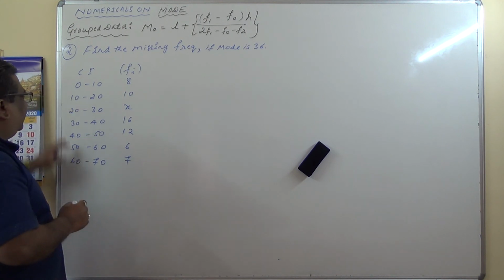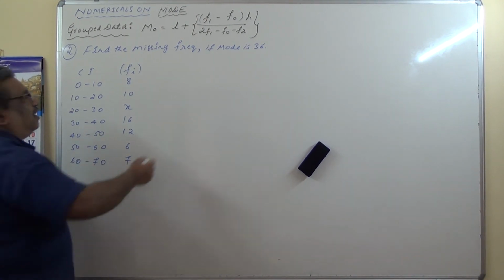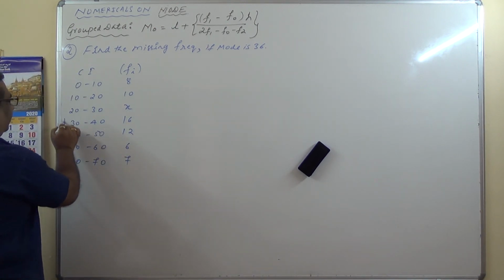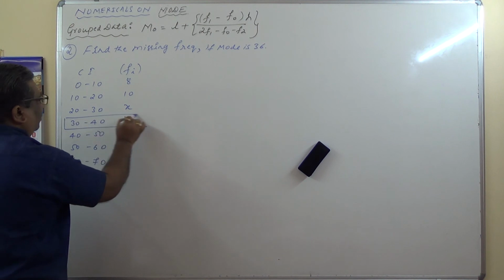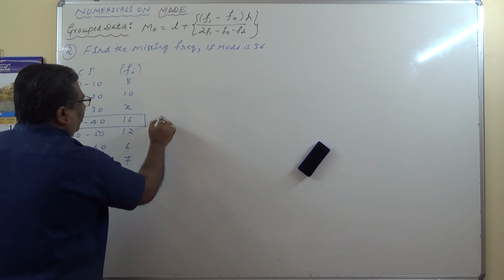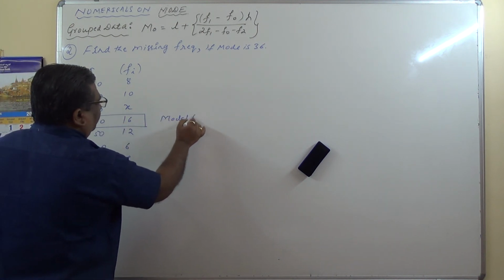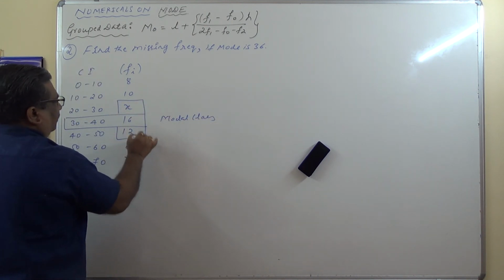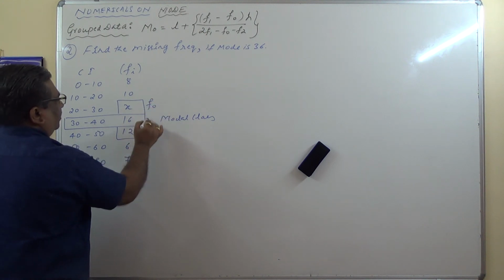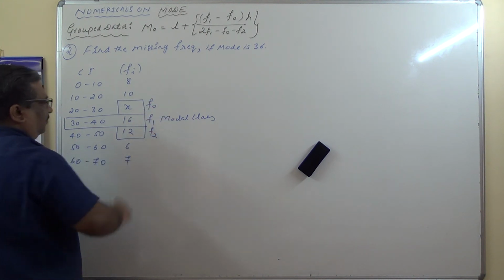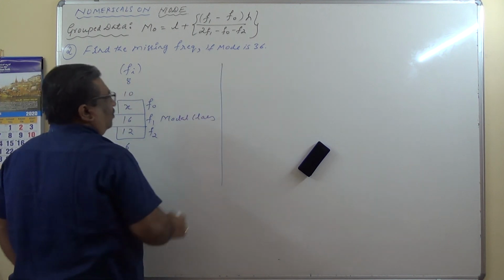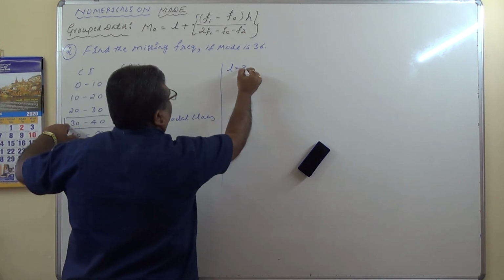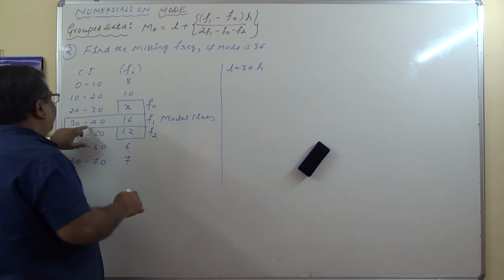So what else is to be done in this one? I have to locate the modal class. Mode is 36 and 36 lies between 30 to 40, and therefore this class interval and the entire horizontal row is named as modal class. Immediately after that, on this side and this side, I have to mark it. This is f0, f1, f2. So let me populate all the values over here. L, lower limit of the modal class is 30. Class size is 40 minus 30, which is 10.